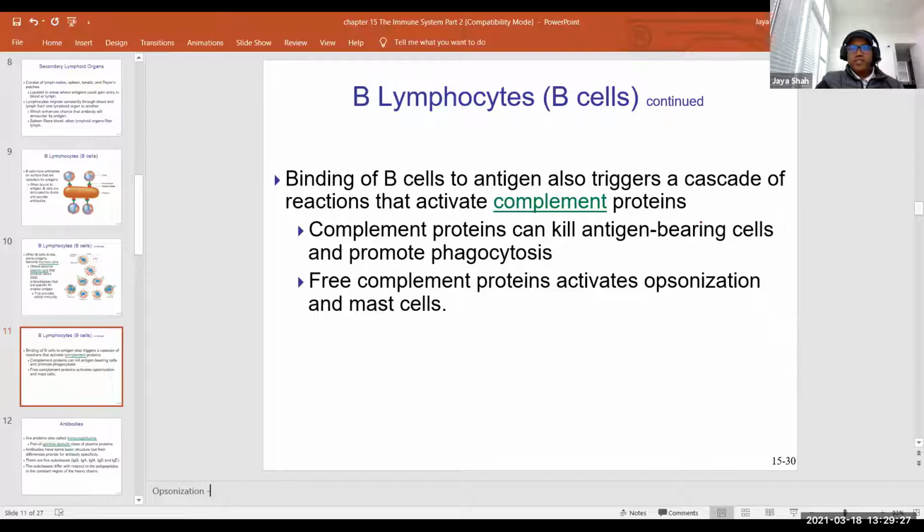The next function of the complement system is activation of mast cells. What does a mast cell do? It brings in more. It releases what? Histamine. Histamine release increases the diameter of blood vessels and increases blood flow in that area. So there are more neutrophils, more other phagocytic macrophage cells, so that they can engulf microorganisms. Okay. So these are the three functions of complement activation.